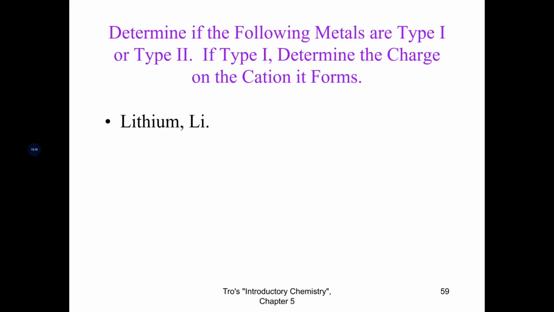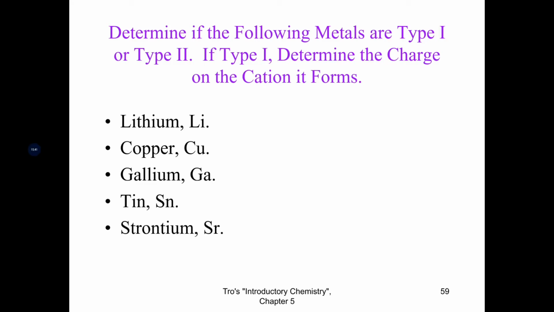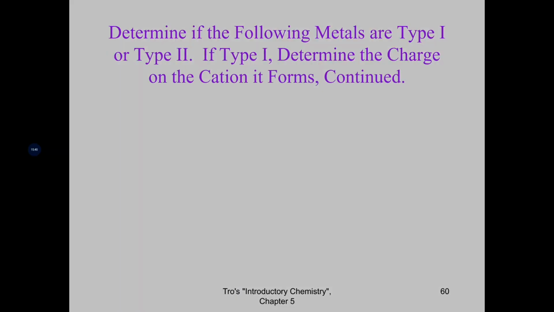All right, let's take a look at some of this. If we look at lithium, it is type 1, since it's from group 1A. We'll look at copper. Copper is a transition metal. It's not on any of our list. It's one of those other elements, therefore it is type 2. We'll look at gallium. Gallium is also type 2. Tin, same thing, type 2. It's not one of the main group elements. Strontium is a main group element.